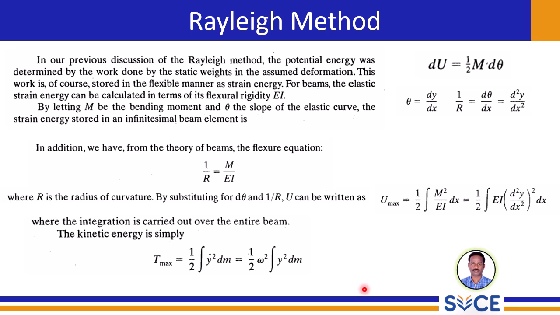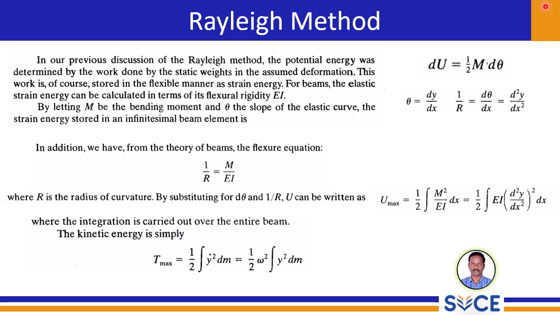Alternatively, we can express the bending moment in terms of beam deflection y of x. From beam theory, M equal to EI d square y by dx square. Substituting this into the strain energy equation, we get another common form for potential energy in the beam, that is half integration of EI (d square y by dx square) the whole square into dx. This form is particularly useful when we assume a deflection shape for the beam.